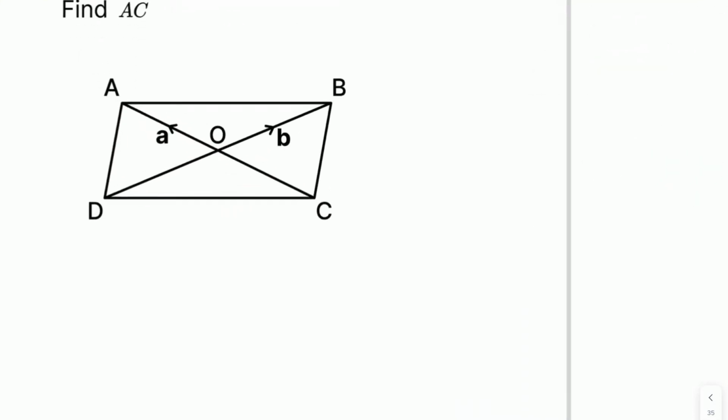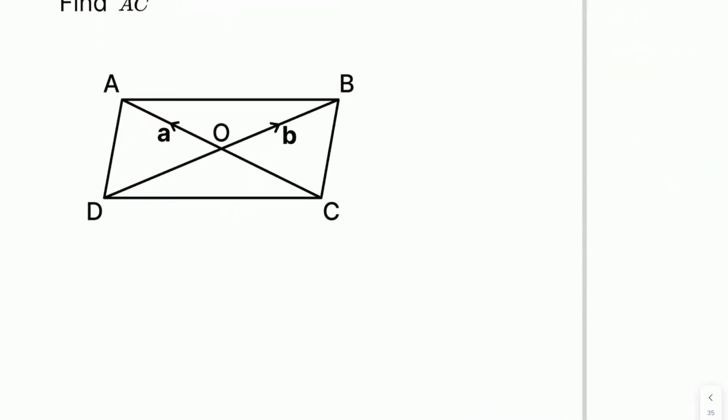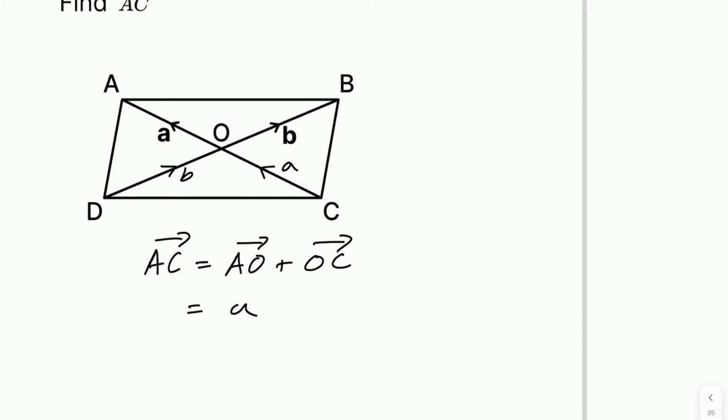Because they're both crossed at the diagonals, we know it's exactly halfway, so this must also be A. And equally, this will be B, okay? So this line is going to be the same as this line, and then this line is going to be the same as this line. So we now know that A to C is just going to be, well, you can go from A to O, and then O to C, which is negative A, which is negative 2A. Okay, so we're just going down that.